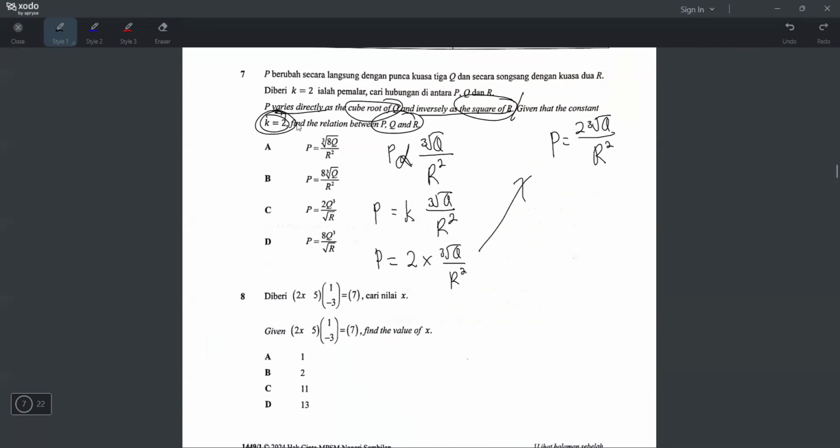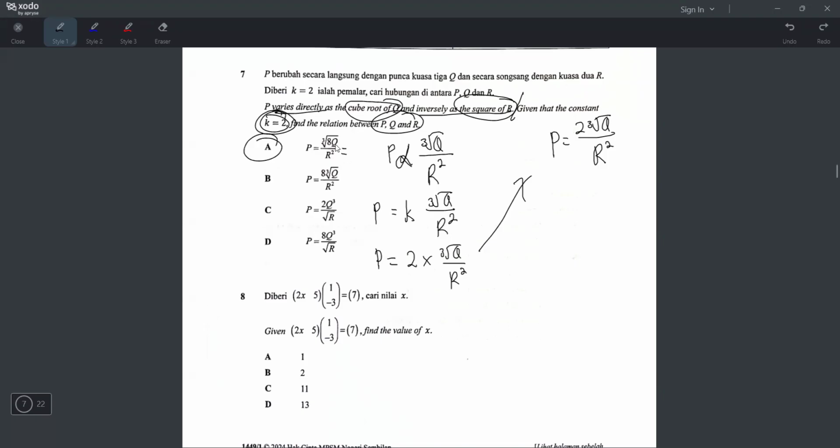And they want to find the relation between P, Q, R, so this is your answer. Okay, if you look at A, B, C, D, there's no matching answer. A is not the same as this, B is not the same as this, C, no, because this one is cube power 3. It's not supposed to be power 3, it's cube root. So this one is not correct. D is also not the same. So you might think, hey, sir, no answer. Okay, actually there is an answer. The answer is A.